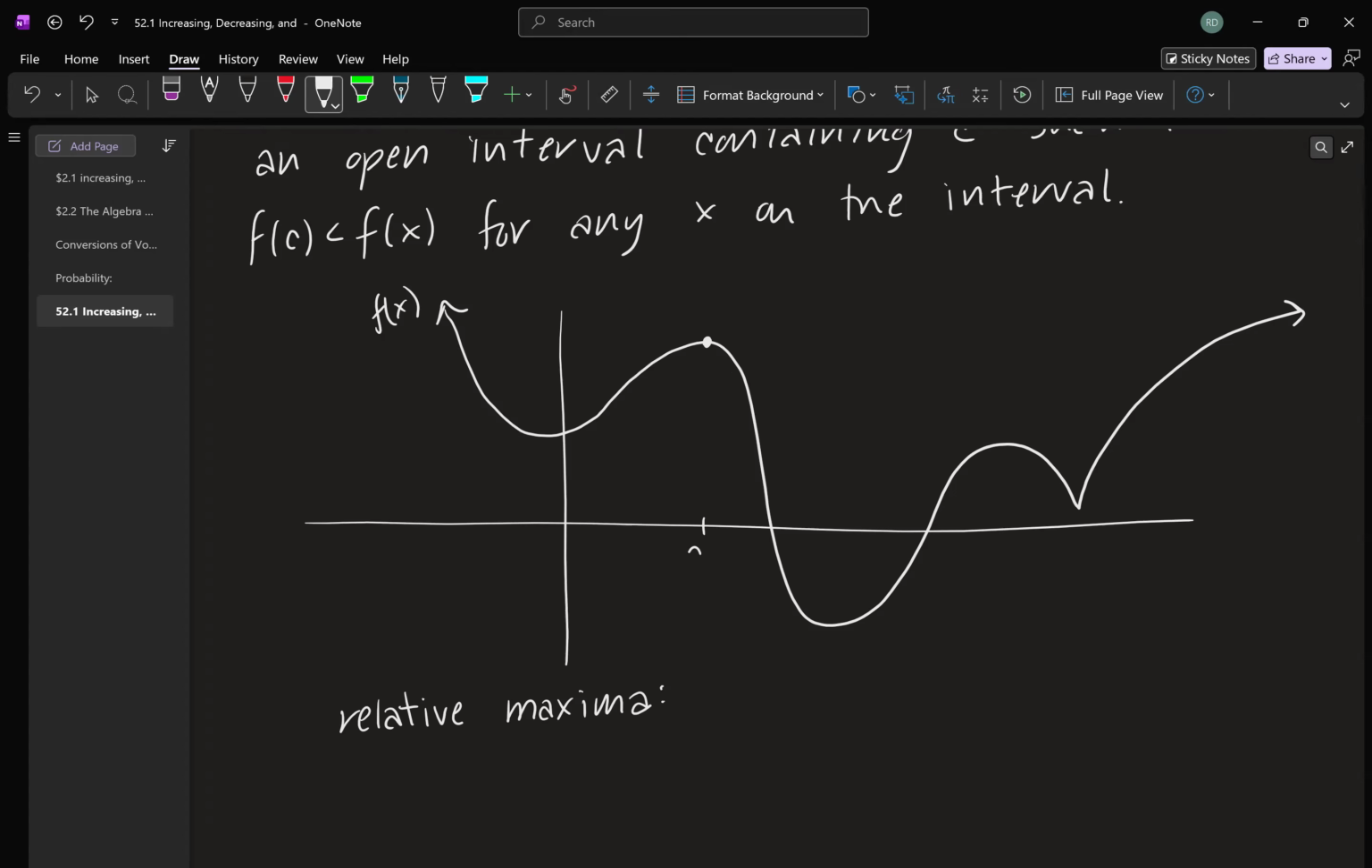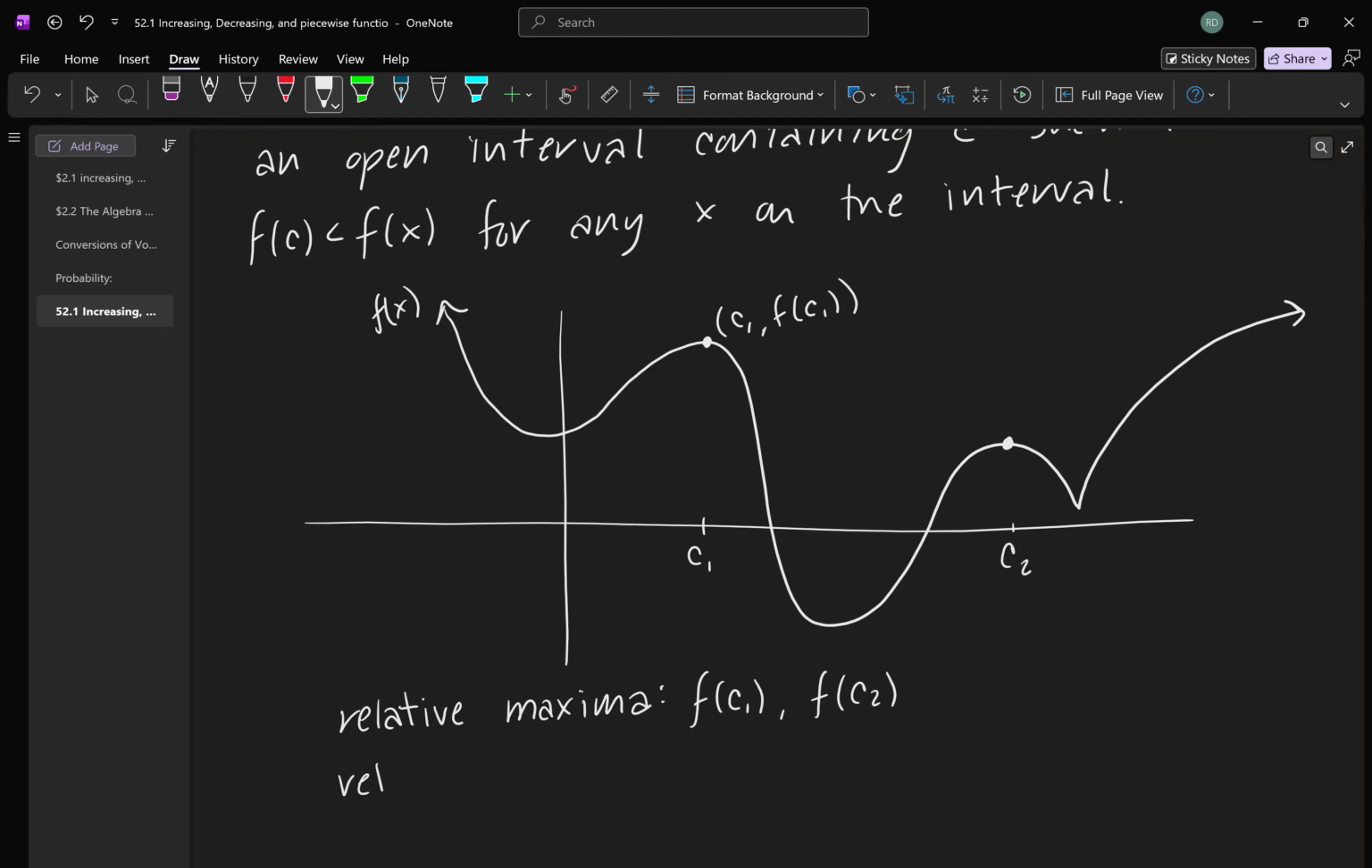So if I label this x value C1, then f of C1, because this point would be C1, f of C1, would be a relative maximum. And then we have one more here at this point here. This would also be a relative maximum.